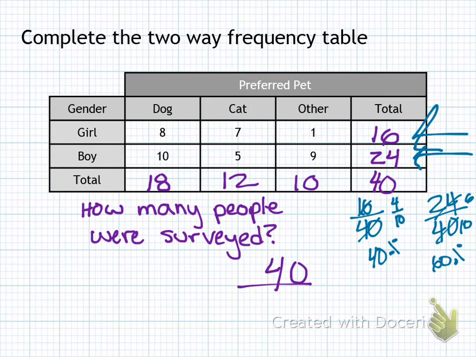And then I could say, what's the least preferred pet among the boys that were surveyed? And you would look for the smallest number here, so that would be 5, so cats. So you would say, well, cats were the least preferred pet among the boys. So a lot of data that we could look at in a nice table.